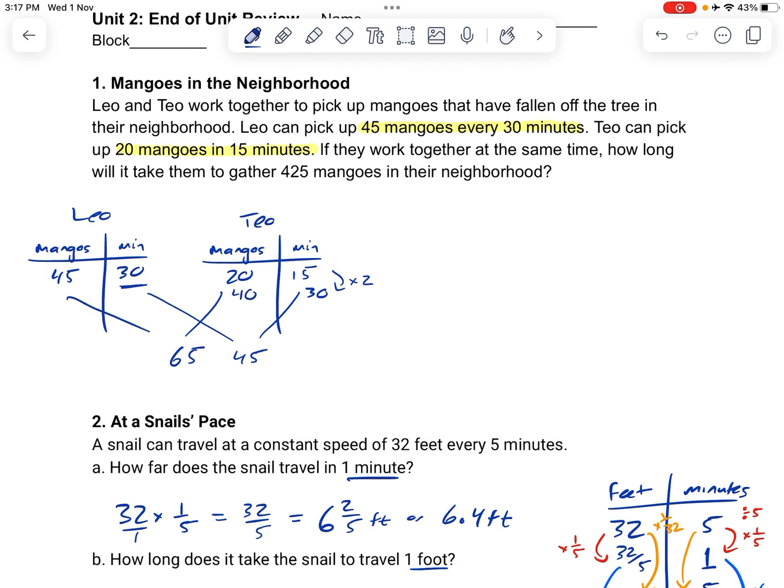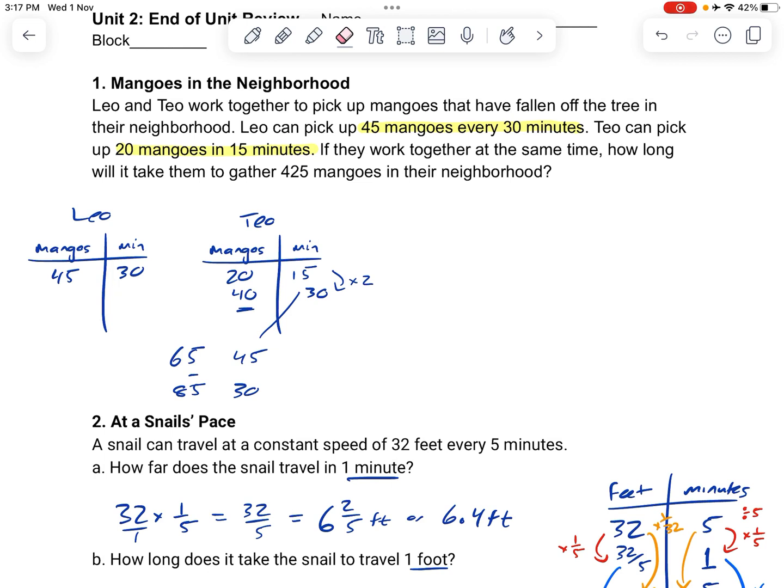So when I combine these, if I'm just thinking about a block of time of 30 minutes, Leo is going to pick his 45 mangoes, and Teo is going to pick his 40 mangoes. So in 30 minutes, together, they're picking 85 mangoes. That's where you want to think: in this case, we aren't just adding the mangoes and adding the time. So you've got to be careful on these.